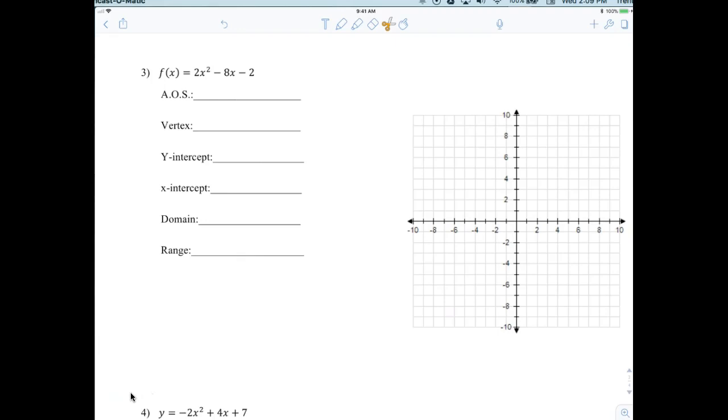Exactly the same, except you're using a calculator now. Yes, we're doing the x-intercepts, domain, and range. All right, that was good, guys. Very good. Very interesting.